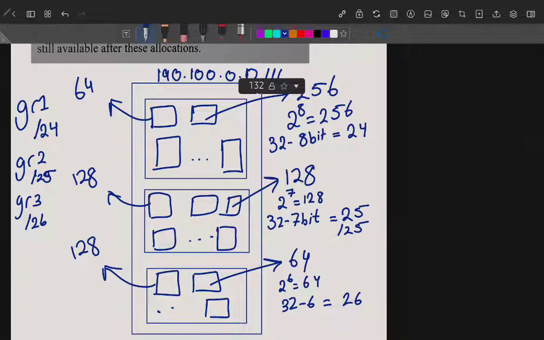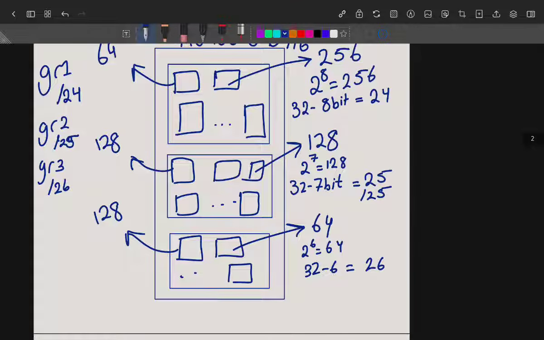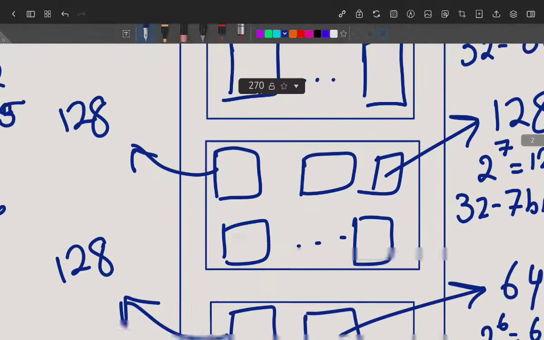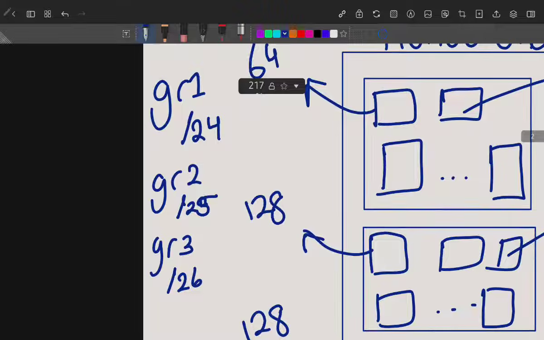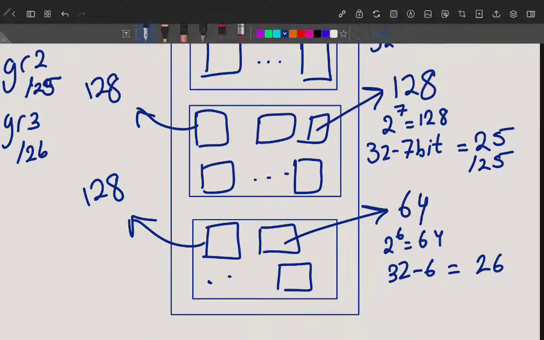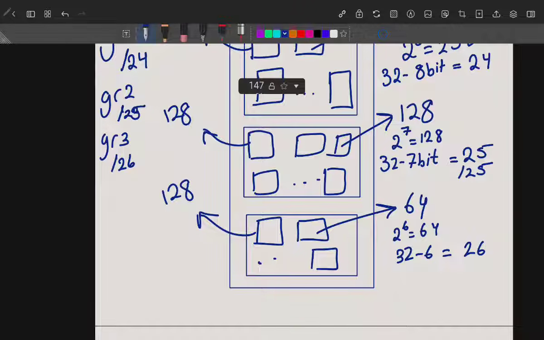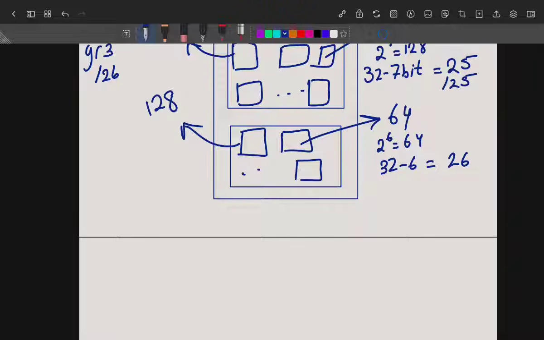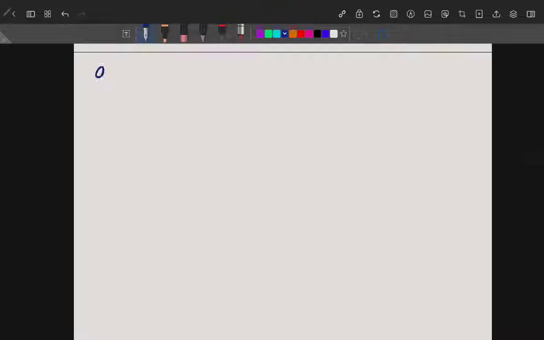Now with which group do we start? You would always be starting with the group with the largest number of addresses. Which group has the largest number? The group with the largest number of addresses would have the smallest subnet mask. You start with the group with the smallest subnet mask because it has the greatest number of addresses. We can now continue and start with group 1.